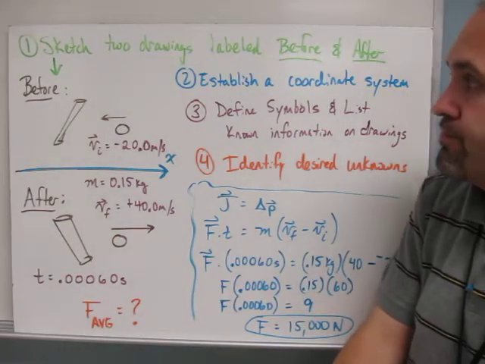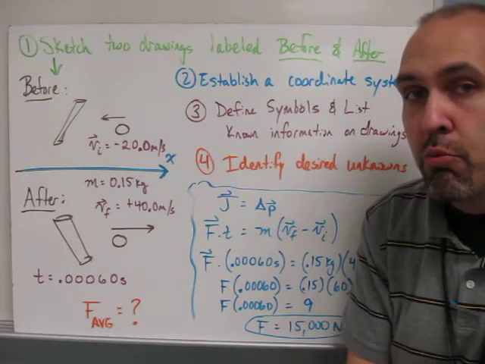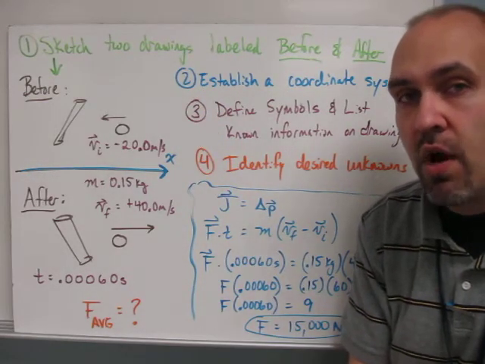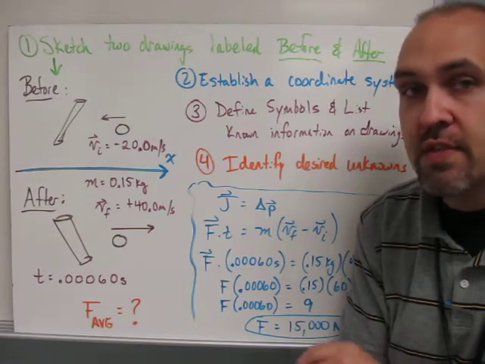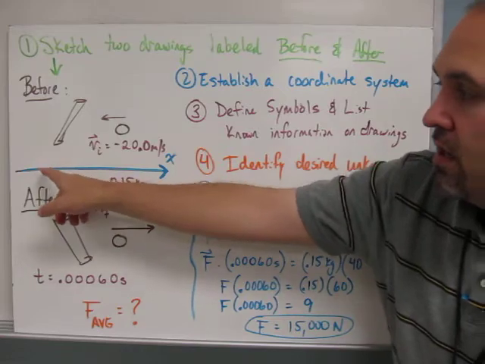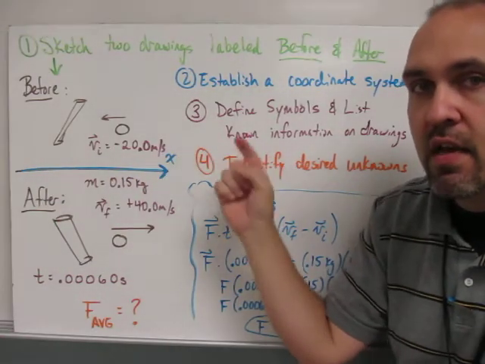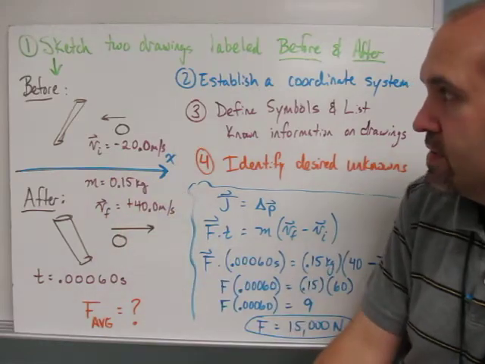Pretty simple thing. Second step is to establish a coordinate system. Remember, momentum and impulse are both vector quantities. So it's important to know if things are moving forward or backward, positive or negative, and so on. So I've drawn a blue line here labeled X. Let's let positive X be to the right and negative be to the left.